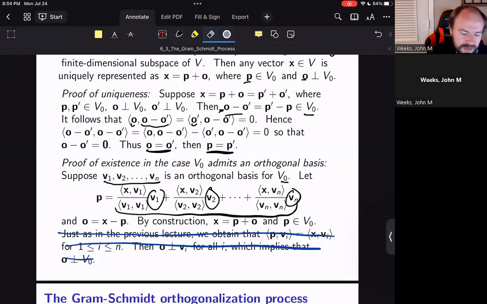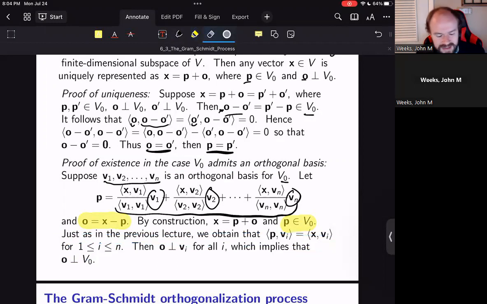In particular, this vector O, which is x minus p, might very well be non-zero. It might have another component to it. By construction, x is equal to p plus O, and p is inside of our vector space, since it is a linear combination of basis elements for that vector space. Just like in our previous lecture, we get that p comma v sub i is equal to x comma v sub i, since any component of this vector x that is outside of our subspace v0 is going to evaluate to 0. So these things are all equal to each other right here.